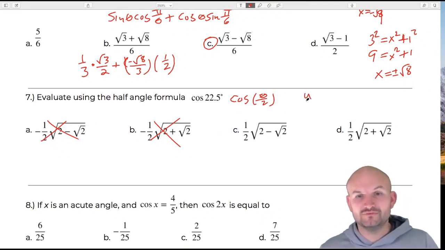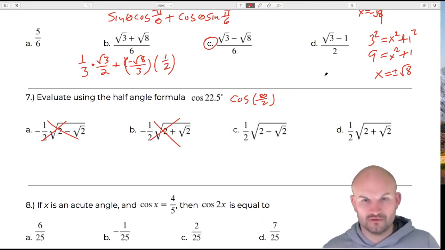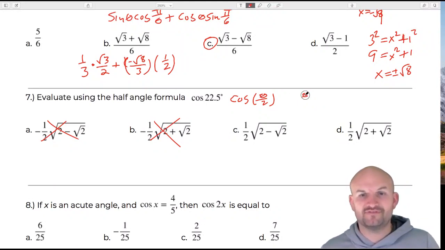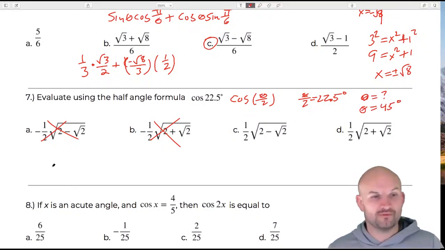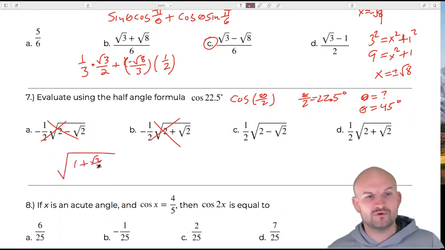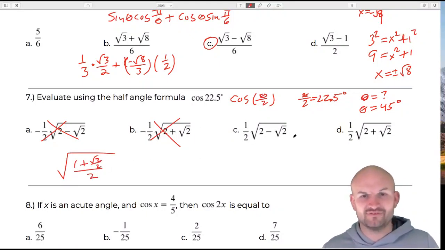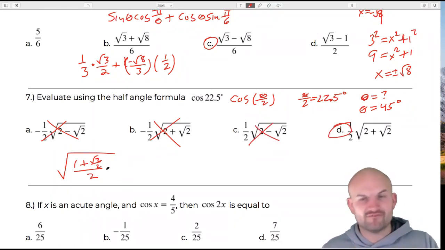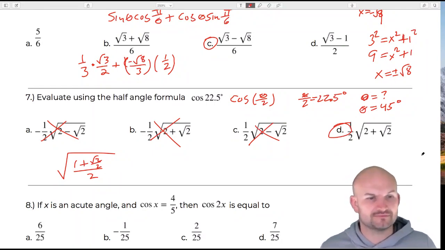If theta over 2 is equal to 22.5 degrees, then what does theta equal? Theta equals 45 degrees. You just multiply by 2. Now I'm going to use the half angle formula, the positive version, so I'm not going to worry about that: the square root of 1 plus square root of 2 over 2, all over 2. I'm never going to make this negative, so you can see the answer is D. I don't really need to simplify my work. I can see just from using that formula what the answer is going to be.